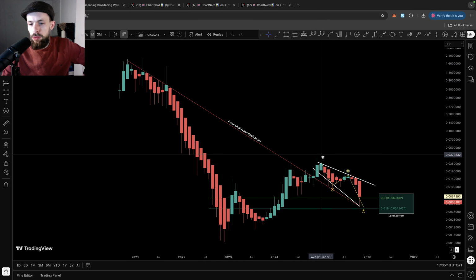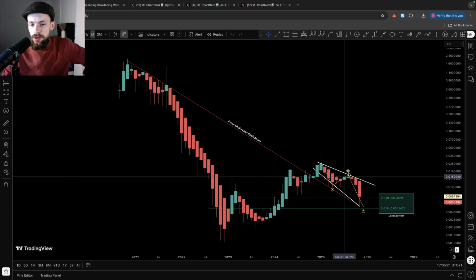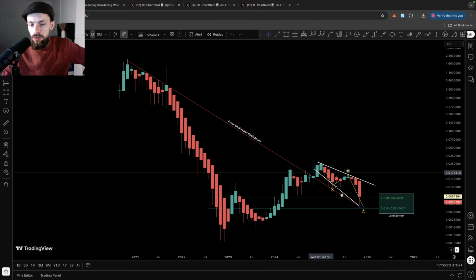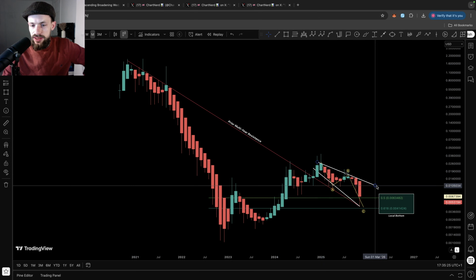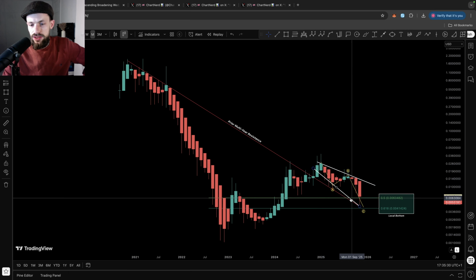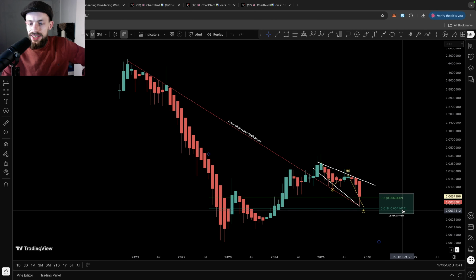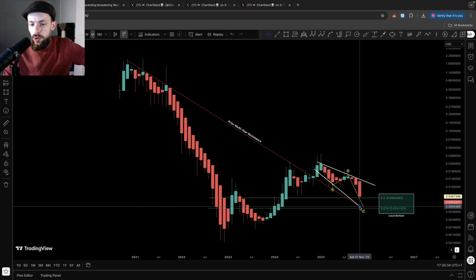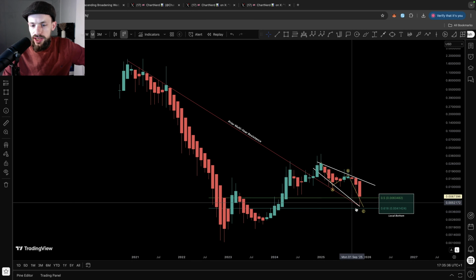We ran up to 0.038. We've had this A, B, C correction within descending resistance up here and descending resistance below. I have also added the Fibonacci here, which VELO is at a wick down to this prior multi-year resistance line.